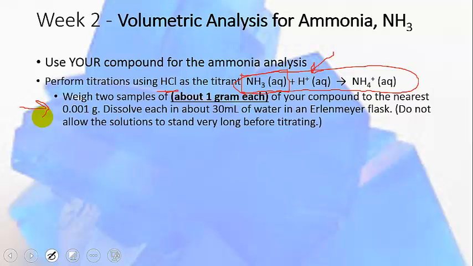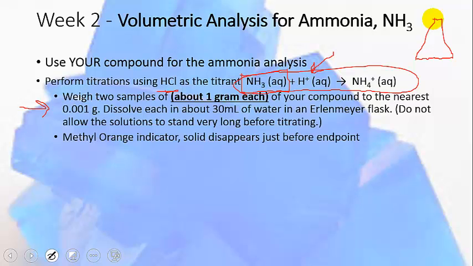Dissolve each in about 30 milliliters of water. As always, don't use tap, use the purified water. And an Erlenmeyer flask, recall, is the one that looks like this. And you want to do your titration quite quickly. You're going to be using methyl orange as an indicator, and it goes through a series of color changes, and you'll end on one that's kind of a reddish orangish color. But what you really should be looking for in addition to that is that there is a solid in there that will disappear just before the end point. Make sure you record the molarity of your HCl. Okay?